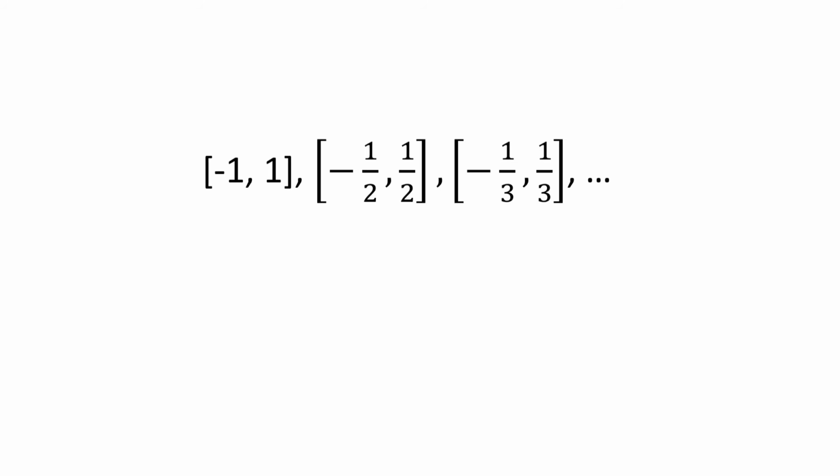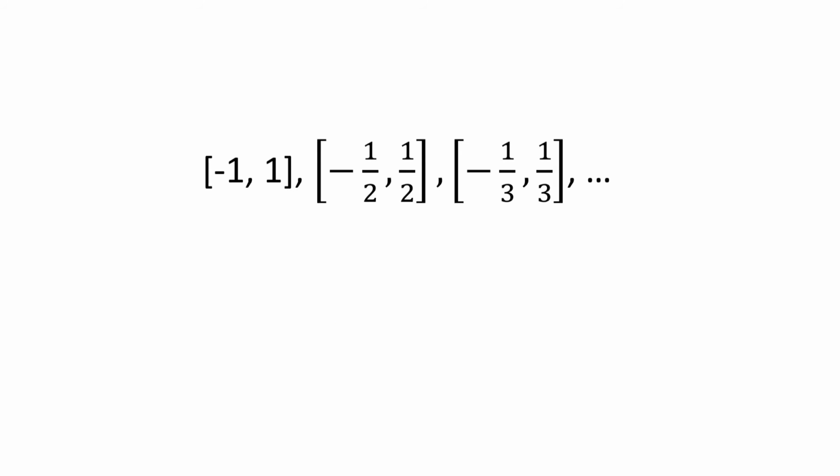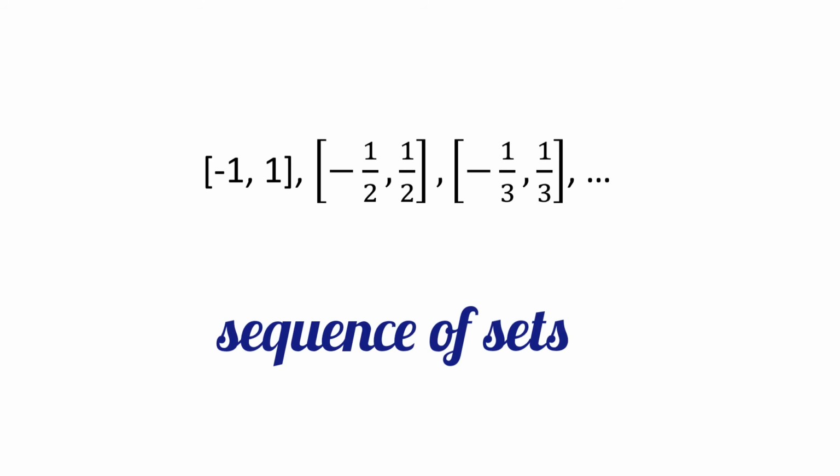But we can also think of another example wherein the sets are represented by intervals. For this case, our sets will have infinitely many elements because the elements are real numbers. For the first set, we have the closed interval with endpoints -1 and 1. This is followed by another set which has the endpoints -1/2 and 1/2, and the third set has the endpoints -1/3 and 1/3. These are closed intervals and they can be represented by line segments on the real number line. So this is an example of a sequence of sets.